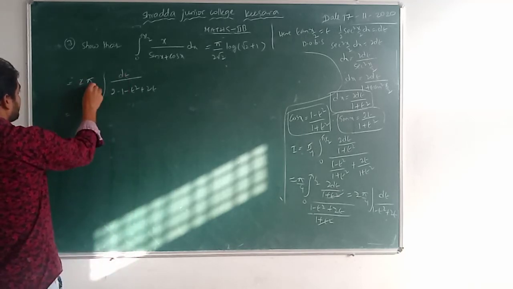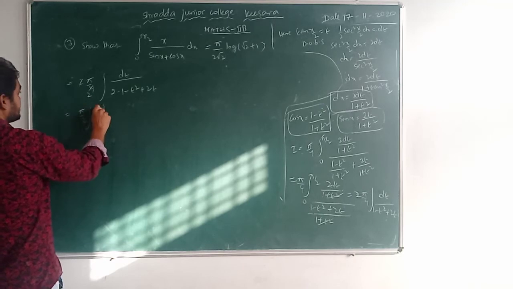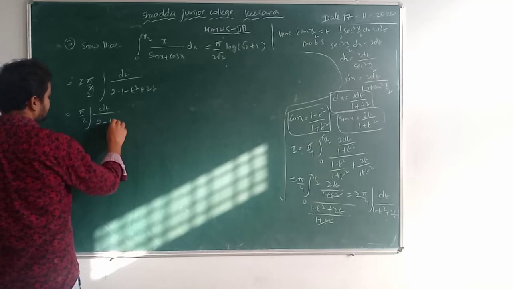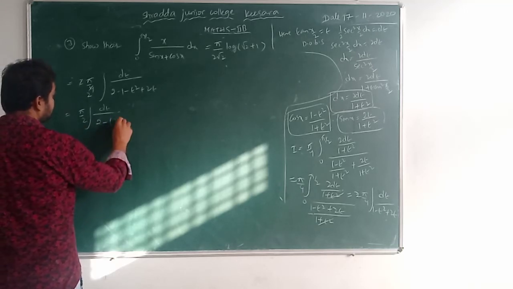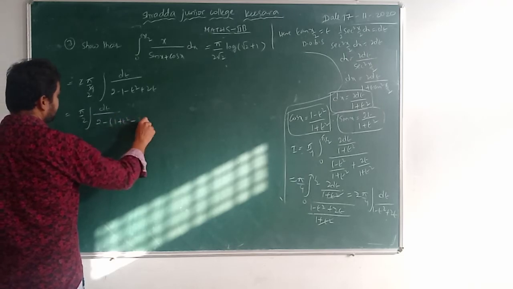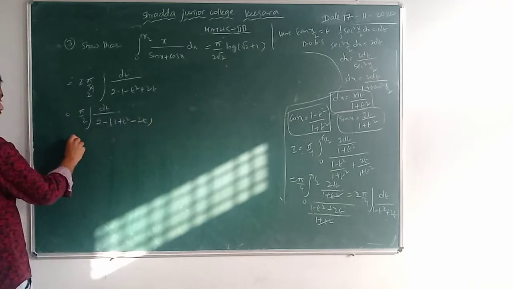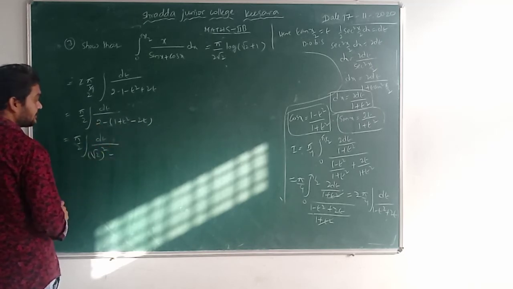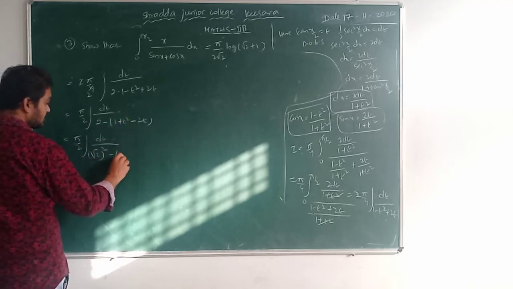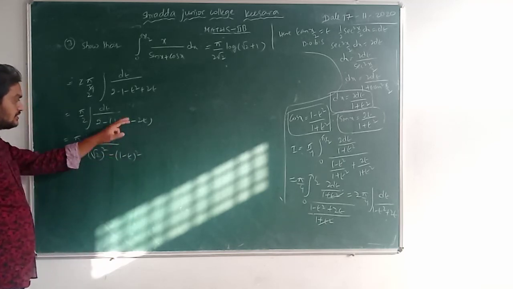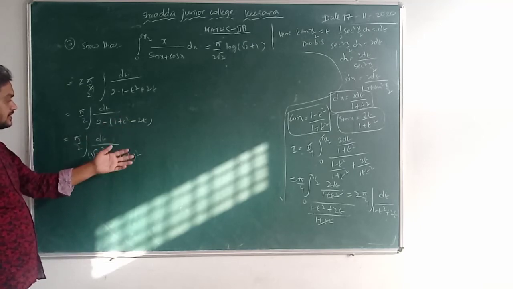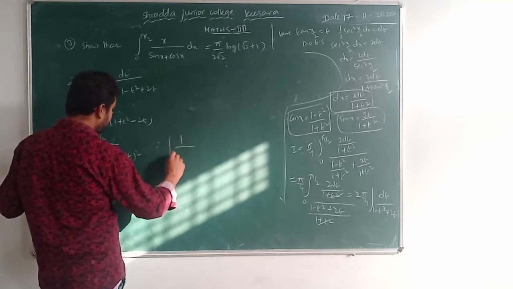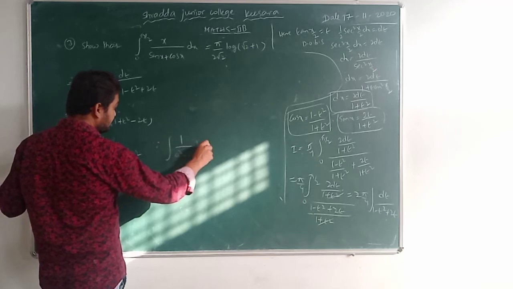So we get pi by 2 integration dt by 2 minus (1 plus t square minus 2t). Now this is pi by 2 integration dt by, 2 can be written as root 2 whole square, minus (1 plus t square minus 2t). This is in the form 1 minus t whole square, like a square plus b square minus 2ab. Now this is in the form integration 1 by (a square minus x square) dx.